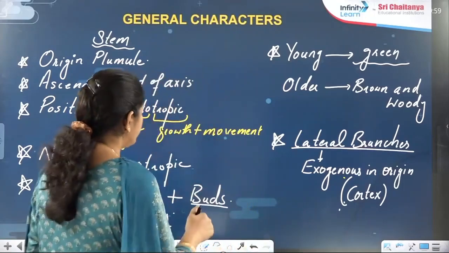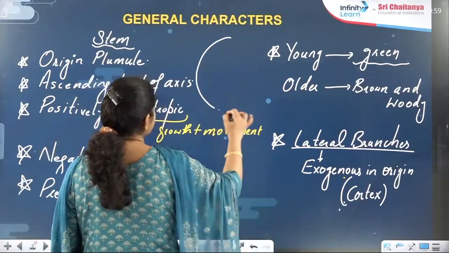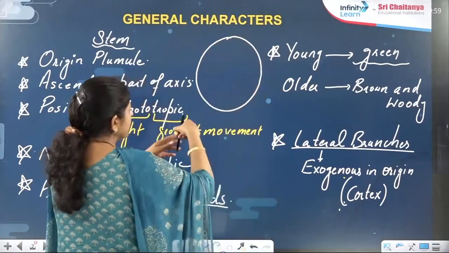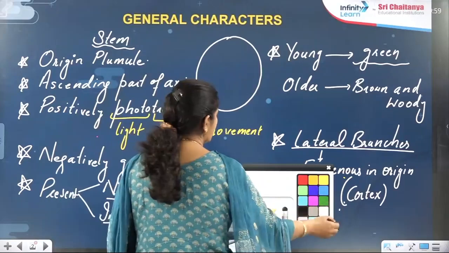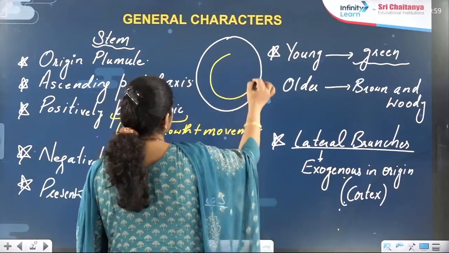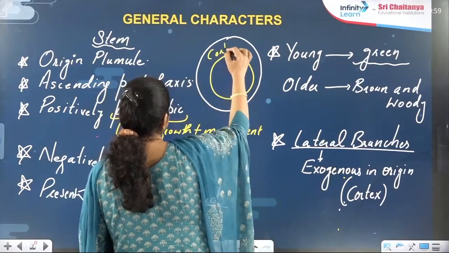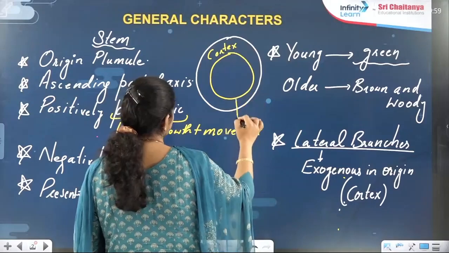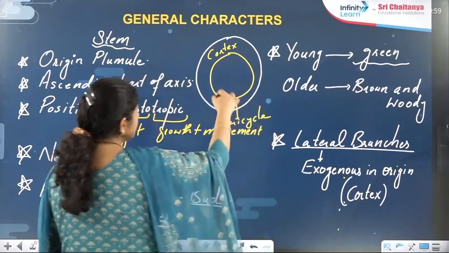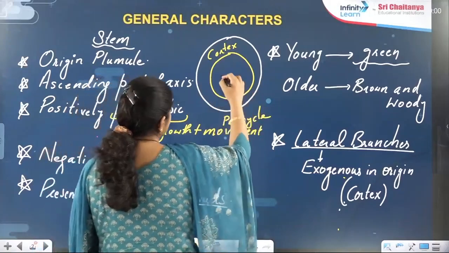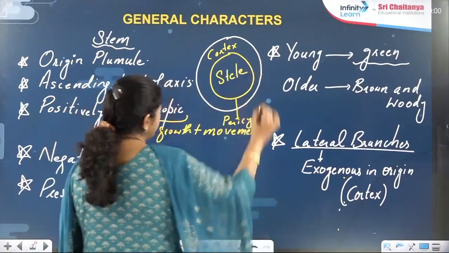Let me show you here. I am talking about this epidermis, the outermost layer. When you cut a stem, you will find the epidermis outside. Then inside the epidermis, what is there? Here is the cortex region. And this you call the pericycle, right? So whatever is there from the pericycle inward, that part you call the stele part.